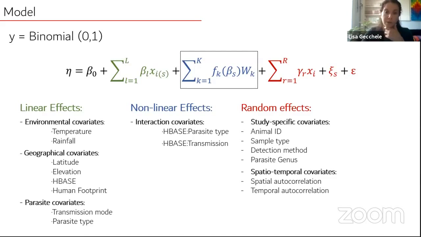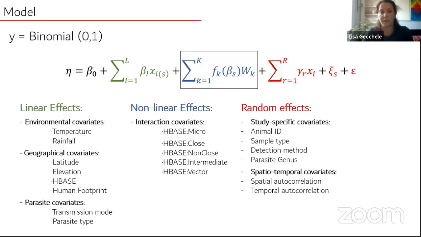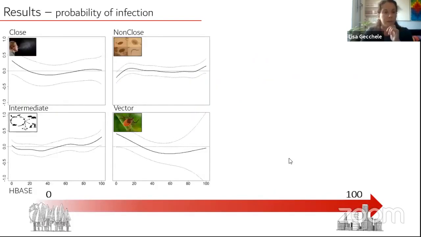And in blue, you have your nonlinear effects, which are the interaction covariates, which are the real answer to the question that I posed, which is the interaction between the urbanization level and the parasite traits. In particular, the model I'm going to present has the microparasites. Since micro and macro are mutually exclusive, I could only fit one at a time. And then you have all the 4 parasite transmission traits here. I should say that these are fitted using a random walk of the 2nd degree to account for non-linear effects.